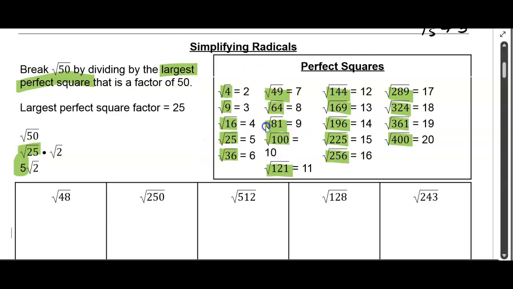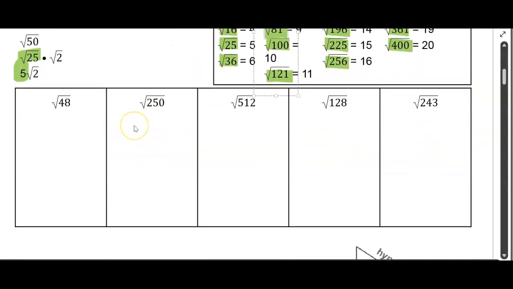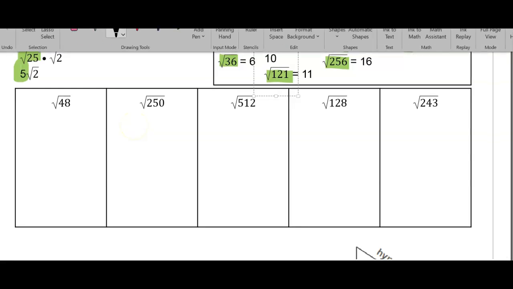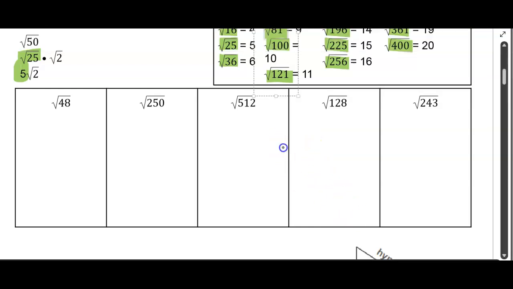In this case, we're going to try this one, the square root of 48. So I want to find all factors of 48. How can I multiply to get 48? Now you might say, I'm not very good at my factoring or my multiplication. If you struggle with finding factors of 48, you can use your handy dandy calculator.